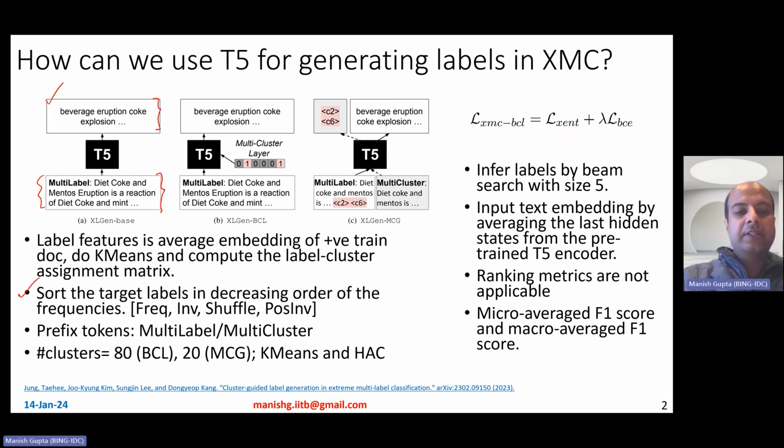Okay. Well, the set of labels need to be provided in some order, and particularly in this work, they basically sort the target labels in decreasing order of frequencies, and that is how they provide them for training, right? So essentially, once you have provided those labels, of course, you measure cross-entropy loss in terms of how well your T5 model can actually generate those same labels. Okay? So that's called XLGen base, and that's basically the basic model.